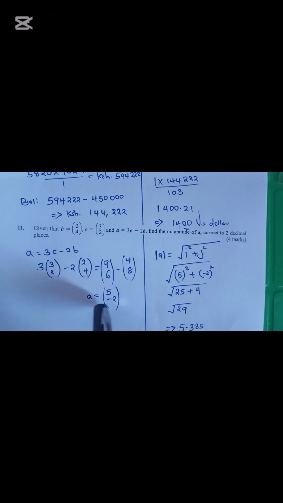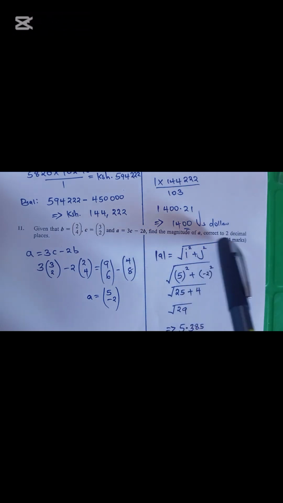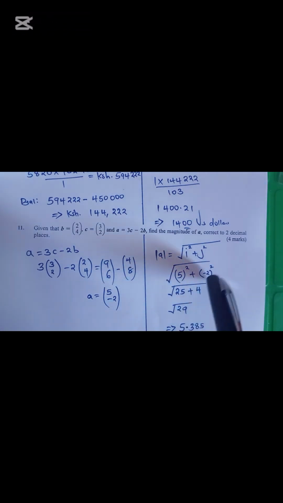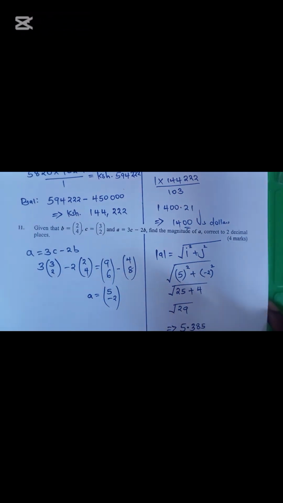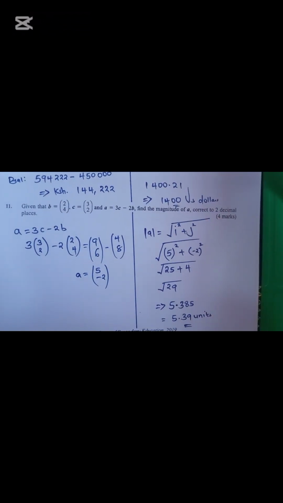So how do you get the magnitude? The magnitude is the square root of i squared plus j squared. Our i is 5, so 5 squared, plus our j is negative 2 squared. 5 squared is 25 and negative 2 squared is 4. So 25 plus 4 is 29. You get the square root of 29, which is 5.385. Correct to two decimal places, we are going to have 5.39 units. So that is the answer.